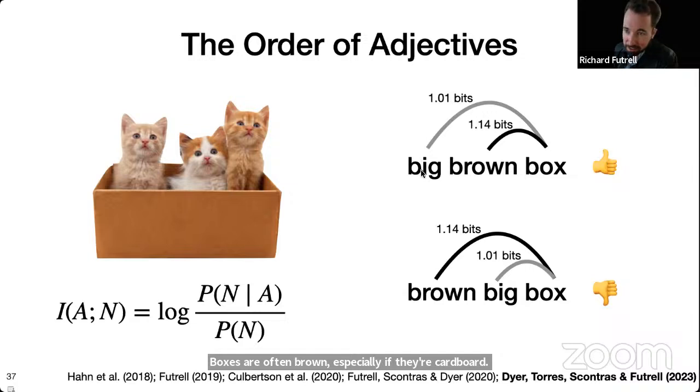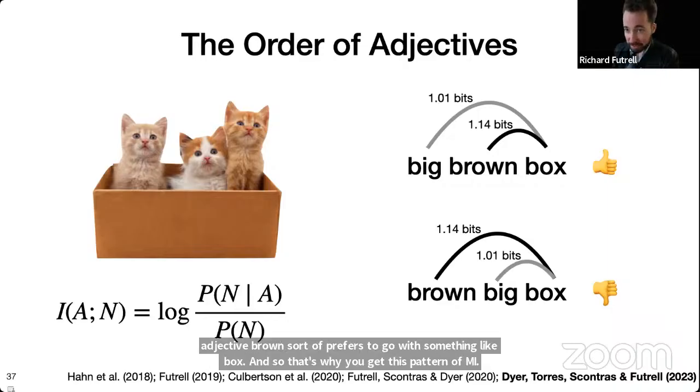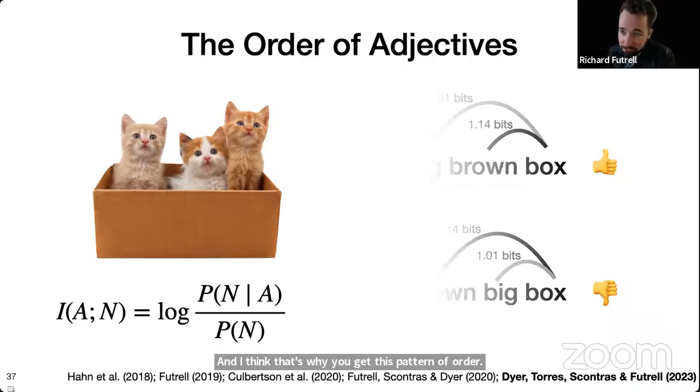Whereas just about anything could be big or small. So the adjective big can kind of go with any noun. The adjective brown sort of prefers to go with something like box. And so that's why you get this pattern of MI. And I think that's why you get this pattern of order. If you imagine now you have sort of lossy memory and comprehension or production, then it would be bad to put the more predictive adjective farther from the noun.